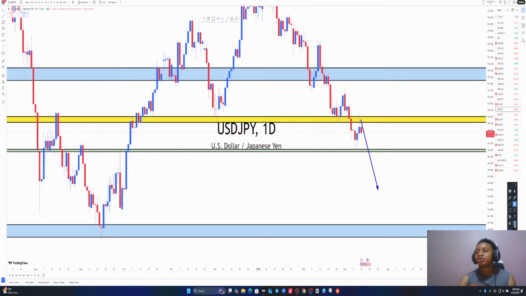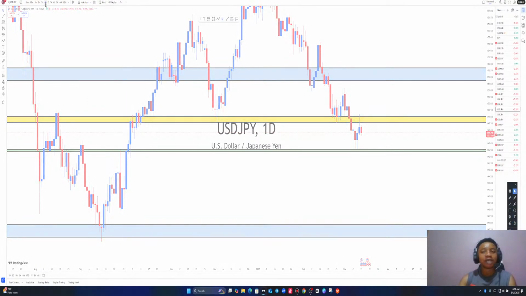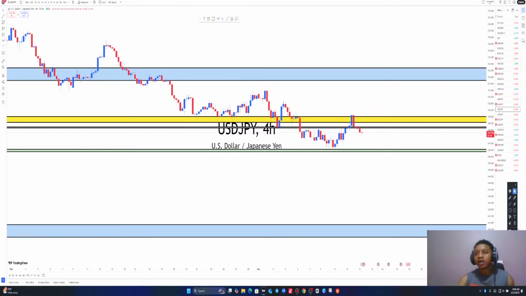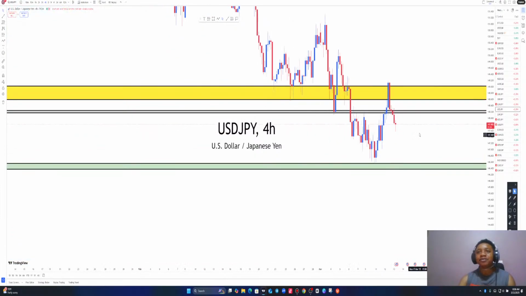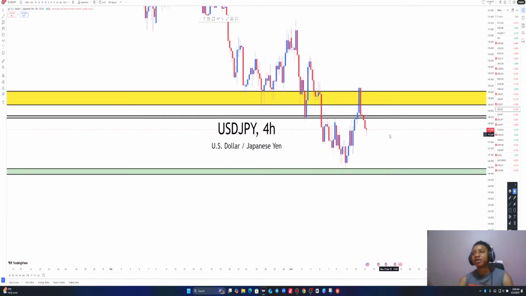So let's take it again to the forward time frame and then prepare for entry at the weekly resistance level to sell all the way down on USD JPY. Let me take it all the way to the forward time frame for the entry. All right, so this is the forward time frame of USD JPY. Initially over here, price was in an uptrend, but it is now becoming a downtrend.